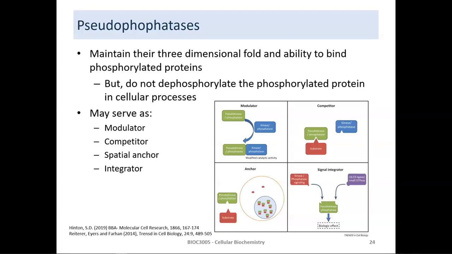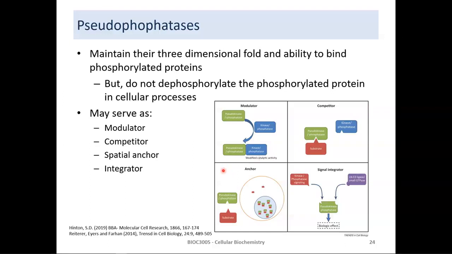Modulators have the ability to modulate the activity of kinases or phosphatases by serving as dimerization partners or cofactors. They can inhibit or accelerate the kinase or phosphatase activity. As a competitor, these pseudophosphatases can bind to substrates and therefore competitively prevent access to other kinases, phosphatases, or signaling molecules.